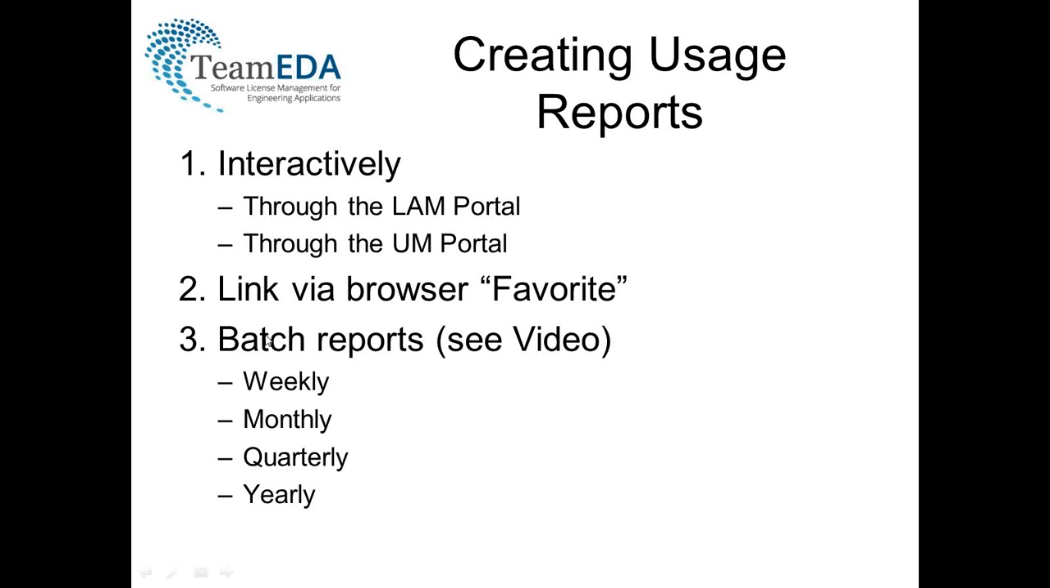The third way of creating usage reports is using our batch reports option, and you can create any view on a weekly basis, monthly, quarterly, or yearly basis. The weekly reports are generated Monday mornings at 12:01 a.m. The monthly reports are generated the first day of the month at 12:02 a.m. Quarterly reports, first day of the calendar quarter at 12:03 a.m., and yearly reports are generated January 1st at 12:04 a.m. There's a whole video on how to set up batch reports on our website, or please call us if you need help there.